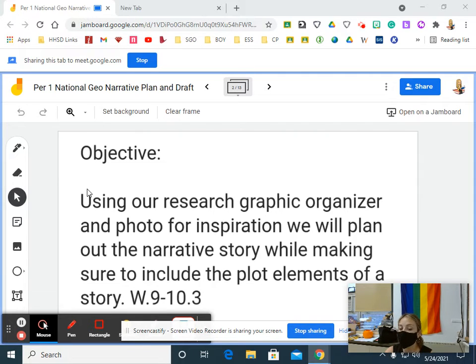So you're going to look at your picture and you're going to look at it deeply and imagine that you are in that picture. Think about, what do you see? How does it feel? Who are you? Who's there with you? And you want to tell a story.